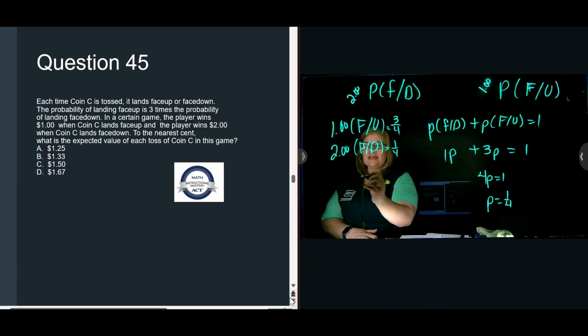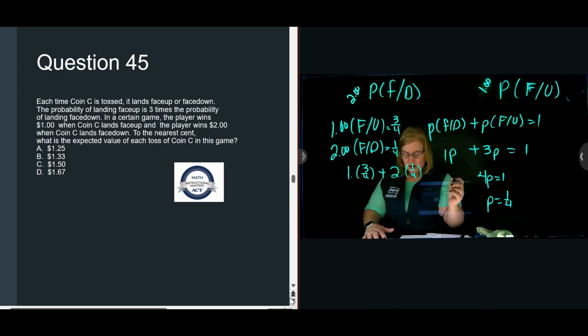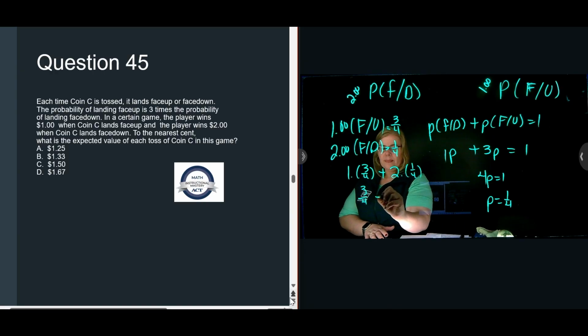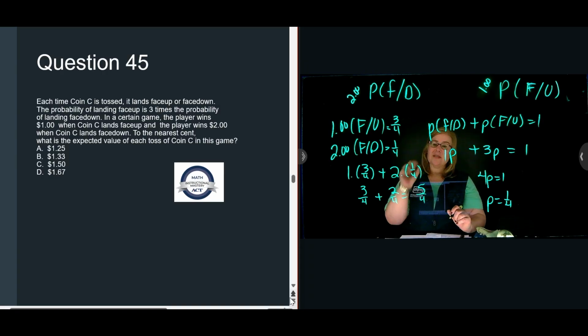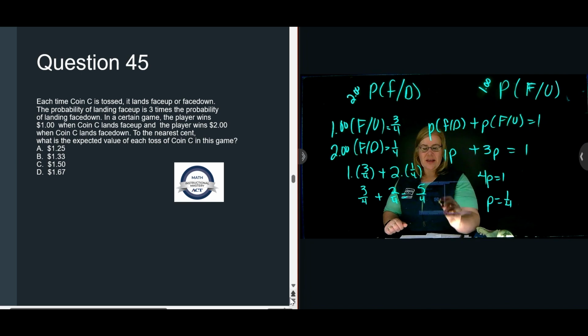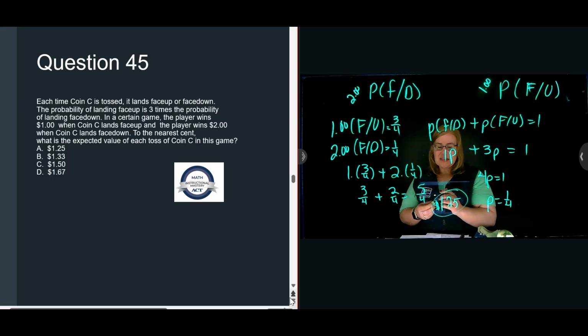All right, so let's look at it like this. 1 times 3/4 plus $2 times 1/4. So here we go, I've got 3/4 plus 2/4, and that's going to equal 5/4. So I'm going to turn this into a fraction, which is also going to give me my decimal amount. When I do this in my calculator, I come up with $1.25. So my answer, to the nearest cent, for the expected value of each toss is going to be letter A.